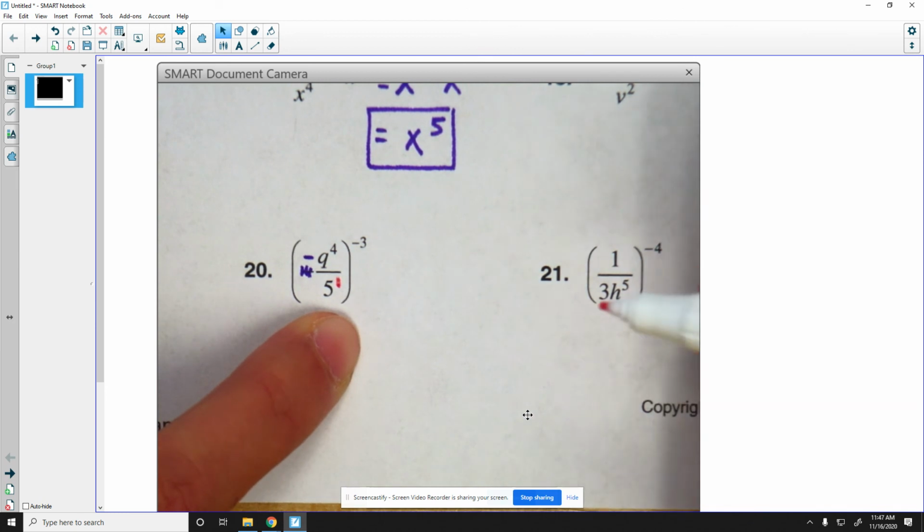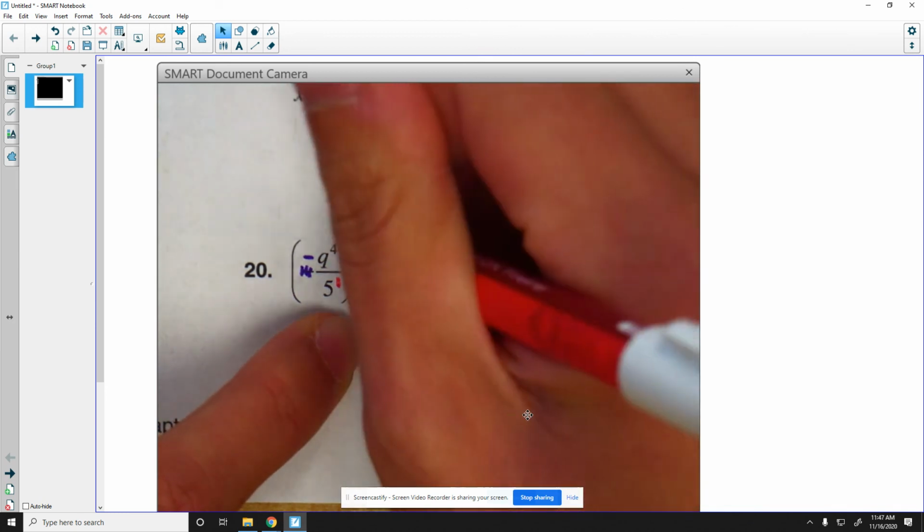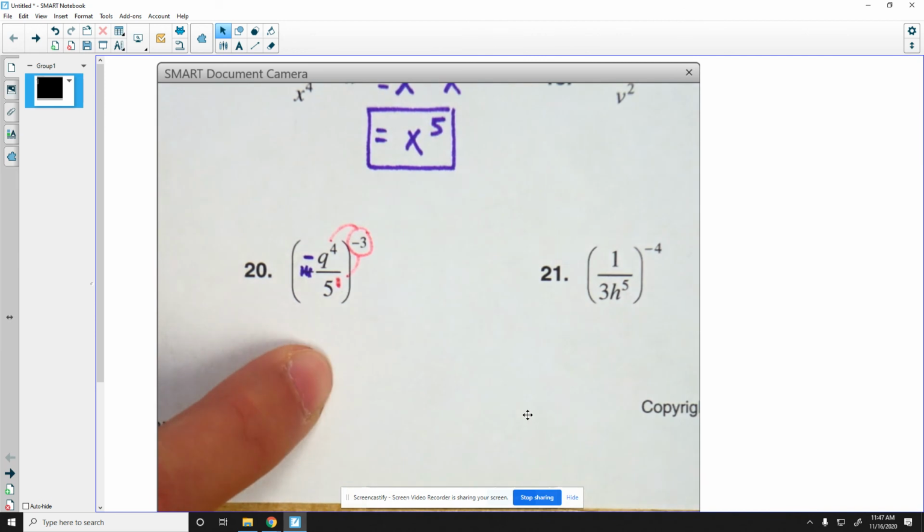So just the 5 then. Take the negative 3, distribute, distribute. Okay, so this is me showing my work. I still have to show my work, guys.